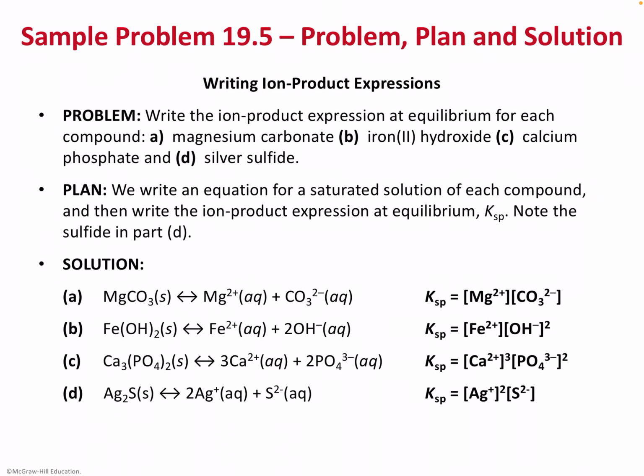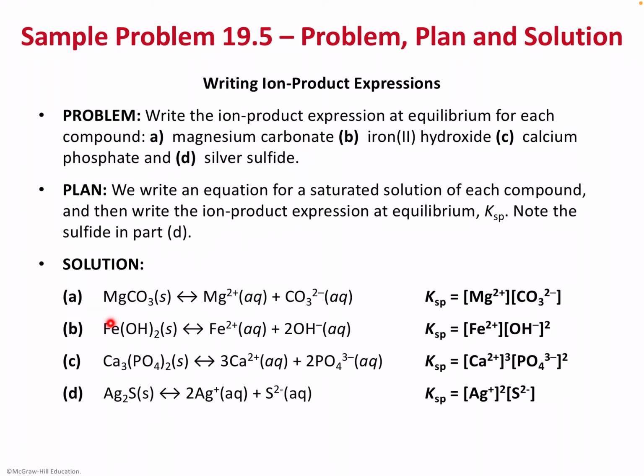Writing the ion product expression. We need to know how to write it, and it's not that hard, it's quite easy. Write the ion product expression at equilibrium for each compound: magnesium carbonate, iron(II) hydroxide, calcium phosphate, and silver sulfide. The names are given. First we need to know how to write the formula.